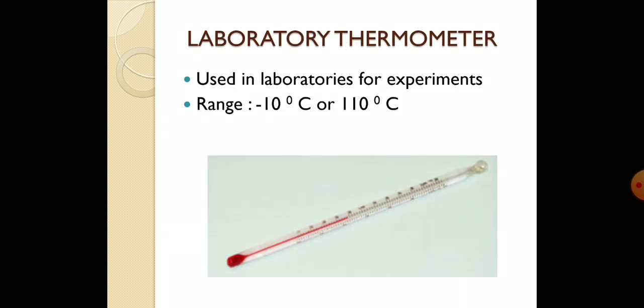Then the laboratory thermometer is mainly used in the laboratory for experiments, and it ranges from minus 10 degrees Celsius to 110 degrees Celsius. You see the length, the long tube. So this is the laboratory thermometer. The bulb here is not very small. It will be a bit large. See that red color mercury in the bulb. The kink is not that clear, but this will be the shape of your laboratory thermometer.